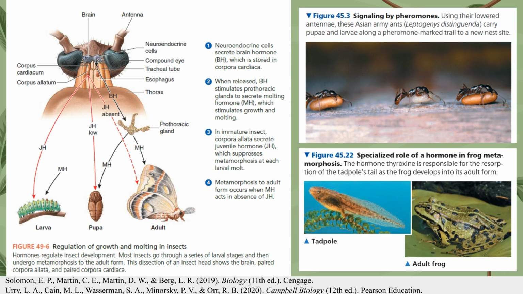Here are specific examples of how hormonal regulation and chemical signaling control animal development and behavior. These examples build on our previous discussion about how hormones coordinate complex transitions, like metamorphosis and social communication. Hormonal processes allow insects to grow and transform from larvae to adults. Asian army ants, Leptogenys distinguenda, use their antennae to detect pheromone-marked trails. In frogs, the hormone thyroxine is specifically responsible for the resorption of the tadpole's tail as it develops into its adult form.